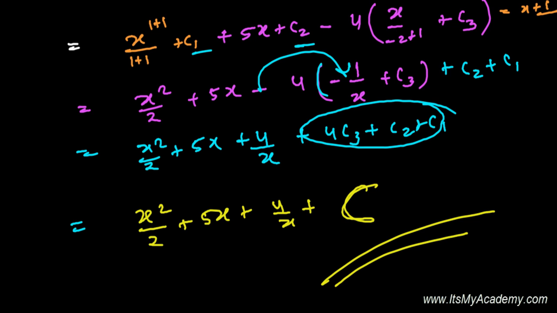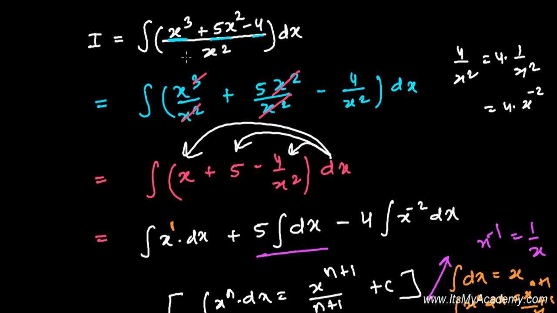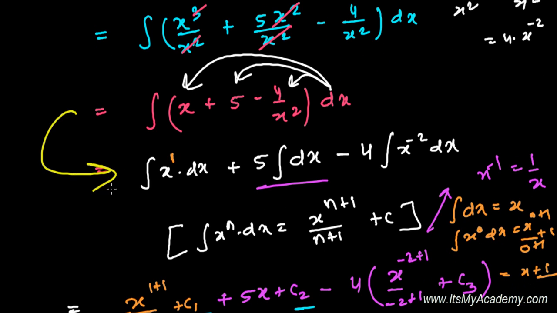That's our solution. What we learned from here is that whenever you get any complex-looking function, you need to simplify it in such a way that after simplification you should be able to use your formula.